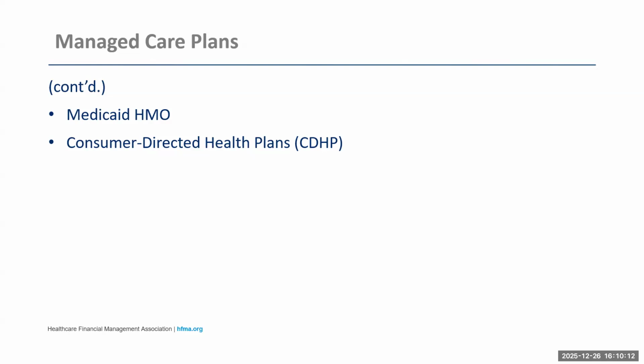Consumer-directed health plans. These are a specific set of health insurance arrangements in which individuals have a high deductible health plan coupled with a personal health account that can be used to pay for health expenses not covered by insurance. A high deductible health plan is an example of a consumer-directed health plan.